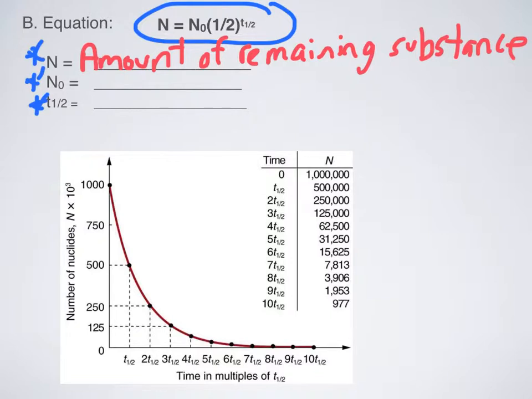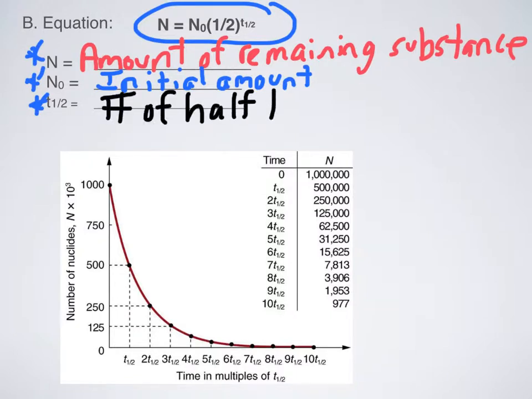That's the amount remaining. N sub 0, that is our initial amount. It's what you start with, and it is what we start all of our problems off with. T to the 1/2, that is the number of half-lives. It's not the half-life itself, but it's as if we are counting half-lives.